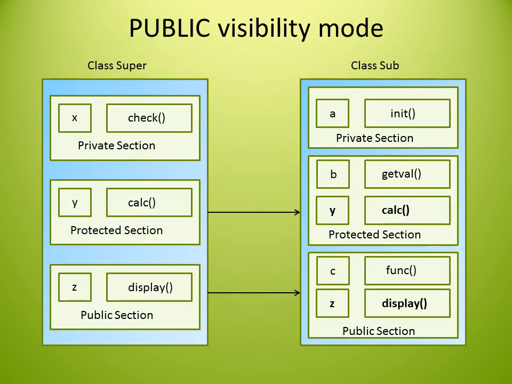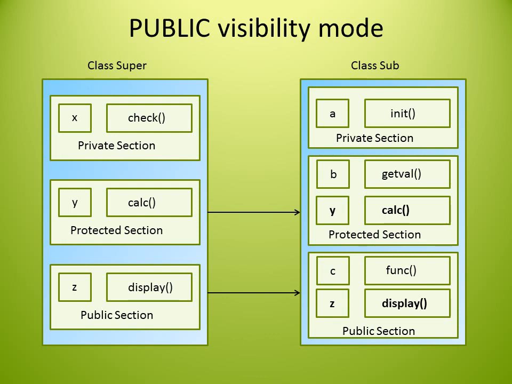Let us start with public visibility mode. Here you can see two classes, the base class super and the derived class sub. Base class super has three variables, x in private section, y in protected section, z in public section. It also has three member functions, check in private section, calc in protected section, display in public section. Coming to the derived class, it also has three variables, a in private section, b in protected section, c in public section. It also has three member functions, init in private section, getVal in protected section, func in public section.